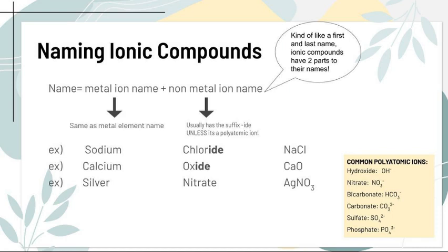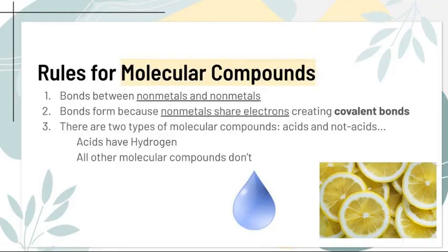And a reminder of the polyatomic ions, or the most common ones, are listed at the side so that you don't use the suffix "ide" with these. So some examples include sodium chloride, NaCl, calcium oxide, CaO, and lastly, an example with a polyatomic ion is silver nitrate, AgNO3. Now let's move on to the rules of molecular compounds.